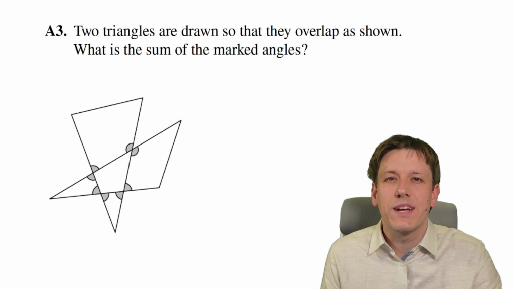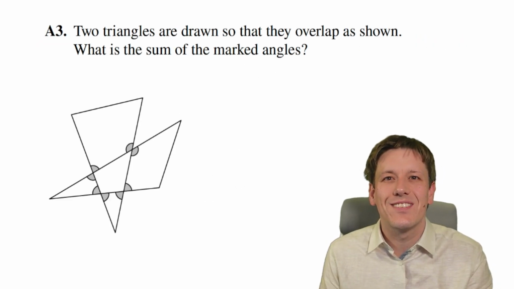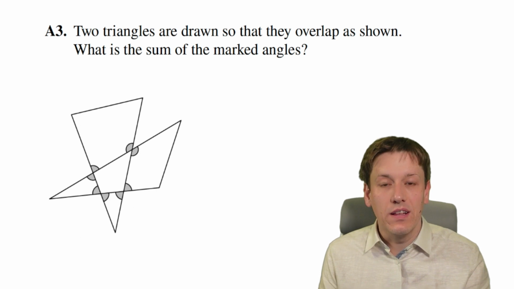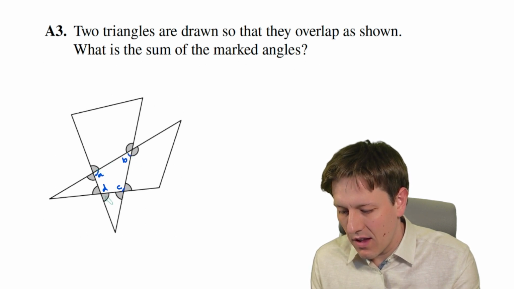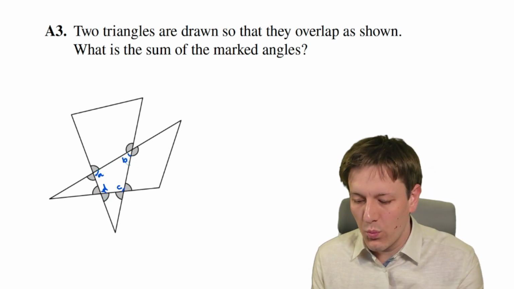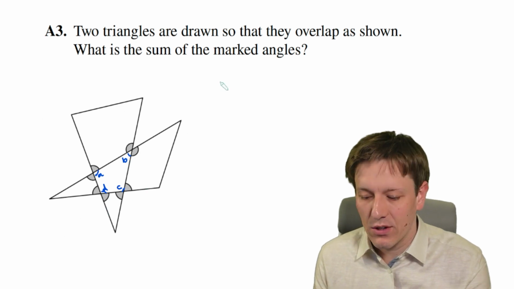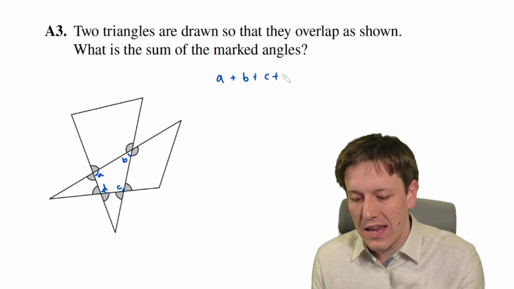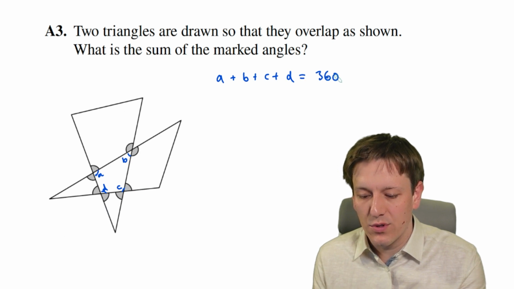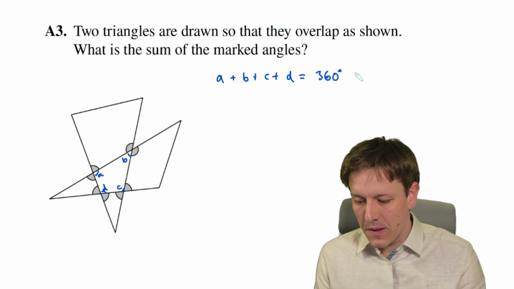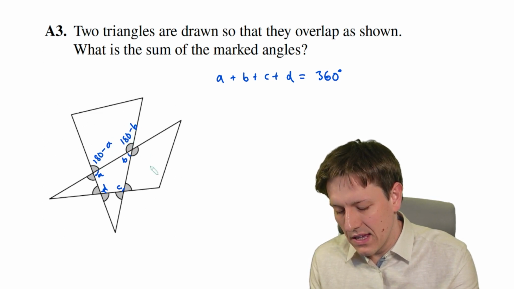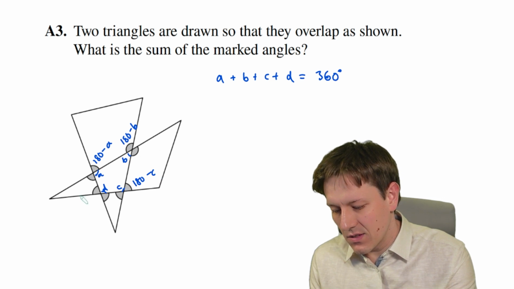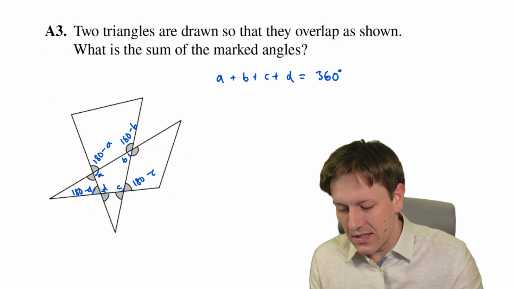Two triangles are drawn so that they overlap as shown. What's the sum of the marked angles? Well, let's call this one A, this one B, this one C, and this one D, these interior angles, because A, B, C, and D are the interior angles of a quadrilateral. We know that A plus B plus C plus D is equal to 360 degrees. So this angle out here is 180 minus A, this one's 180 minus B, this one's 180 minus C, and this one here is 180 minus D.